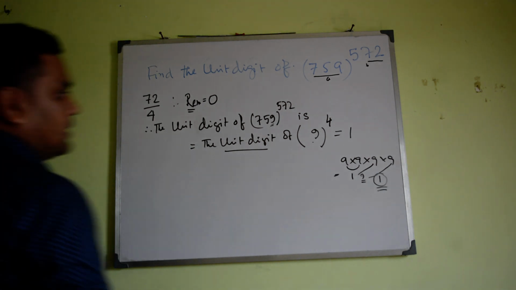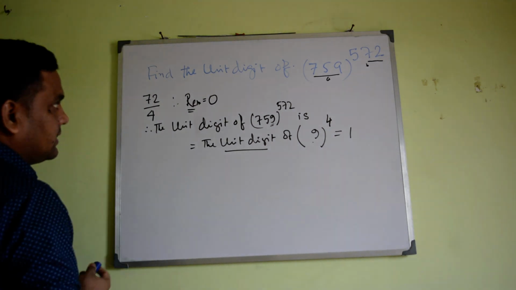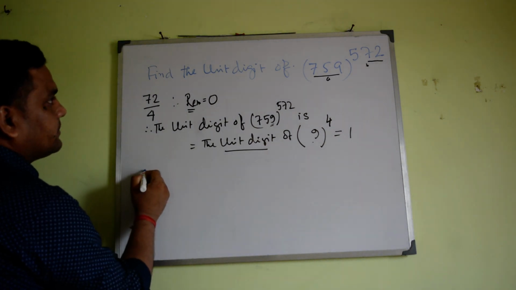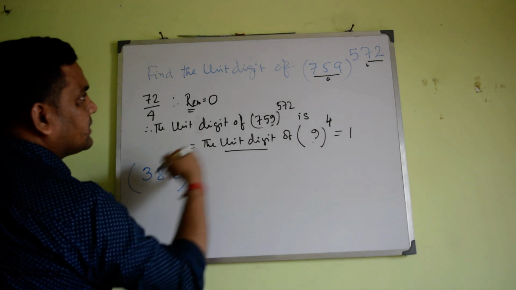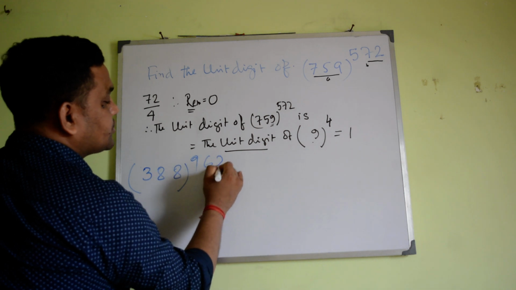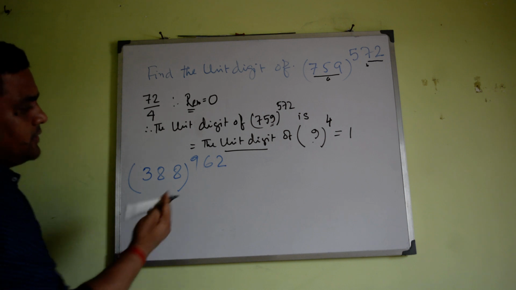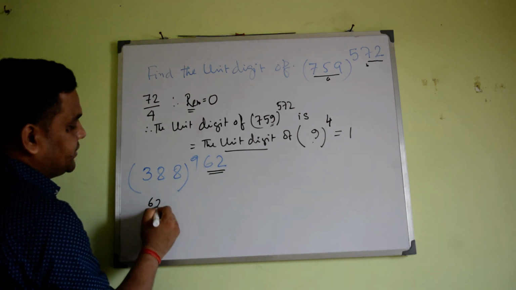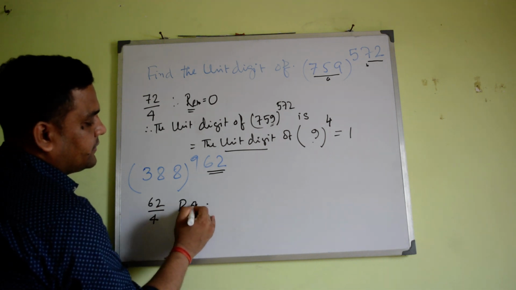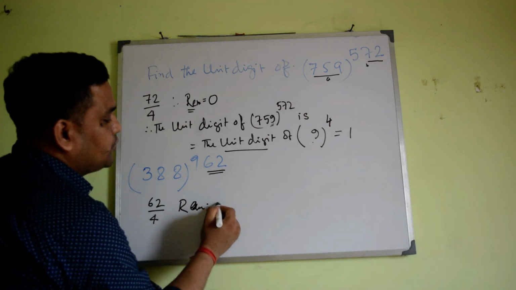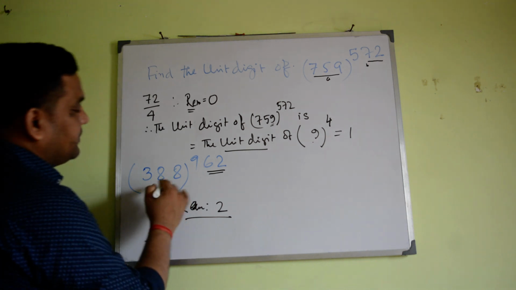Let's give another example. Let's say we want to calculate the unit digit of that particular number, 388 whole to the power something, let's say 962. What will be the unit digit? So what is our working formula? It's very simple. First 62. So 62 divided by 4. What is your remainder? The remainder is 2. 4 into 15 equal to 60. So the remainder is 2. So what is the unit digit of that number?